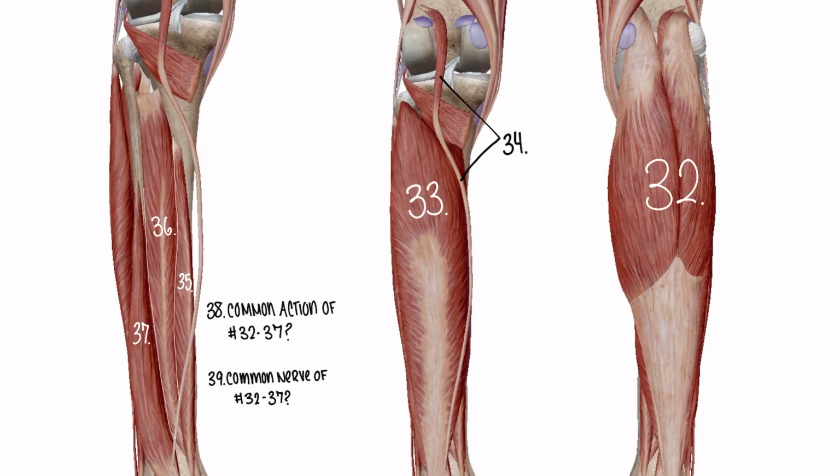All right, let's move on. All right, so for the leg, start with number 32. Okay, so yes, you haven't gone through these yet, sorry. So go ahead and pause the video for these muscles. Numbers 32, 33, 35, 36, and 37 are all IDs. Oh, and 34. That one's just pointing to this thin muscle there. And then 38 and 39 are asking common action, common nerve.